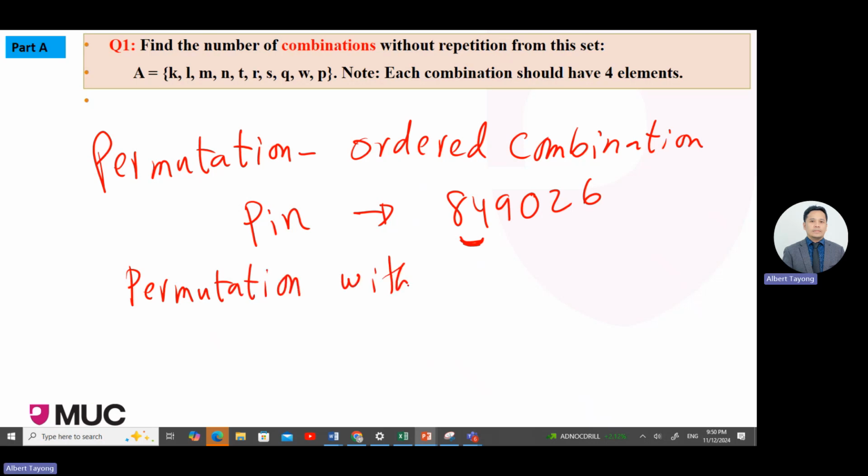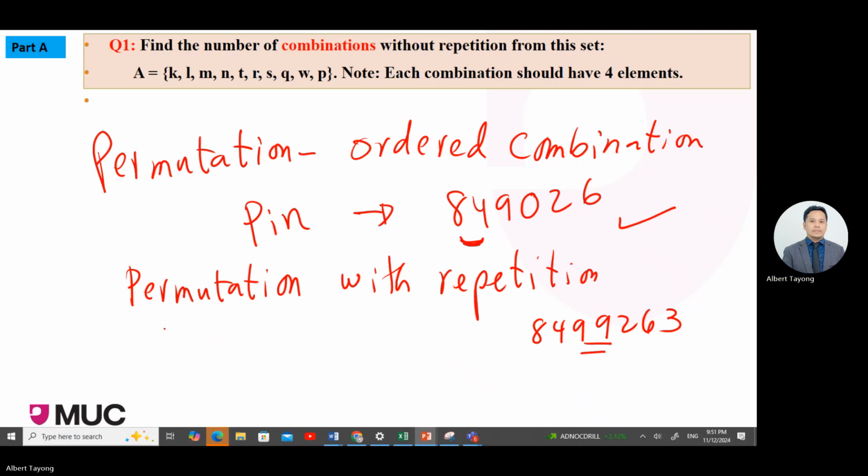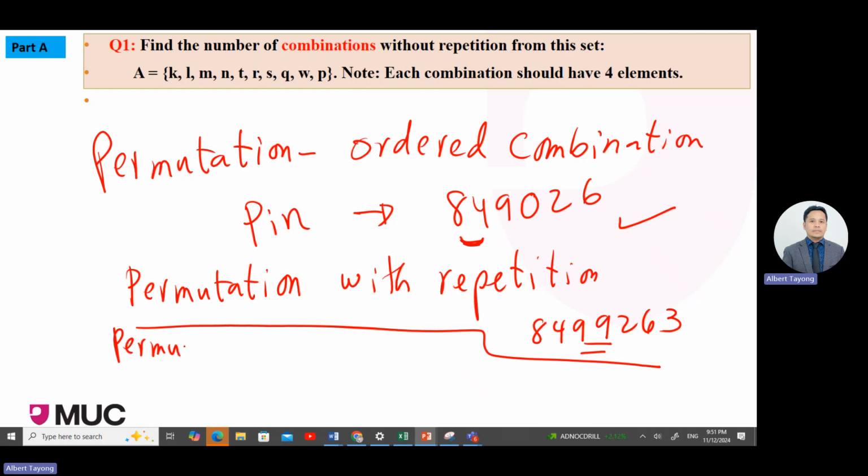But we have two types of permutations. Permutation with repetition. An example of that is the password, because we can have 8499263 as the PIN or the password where 9 is repeated. So passwords usually are examples of permutations with repetitions. And the other one is permutation without repetition.